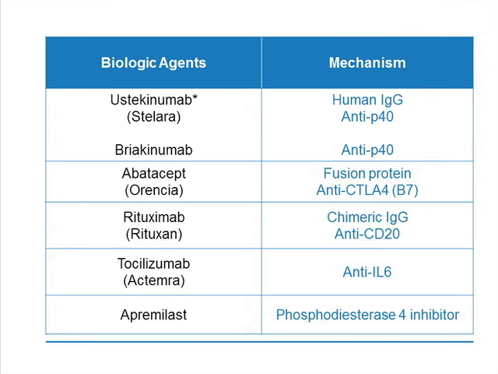Briakinumab is also an anti-P40 molecule, which is now no longer under development, has been taken off the development track. Abatacept, Orencia, is a fusion protein, anti-CTLA4 Ig, and it's a medication that some of our rheumatology colleagues do use in patients who are refractory to therapy for psoriatic arthritis.